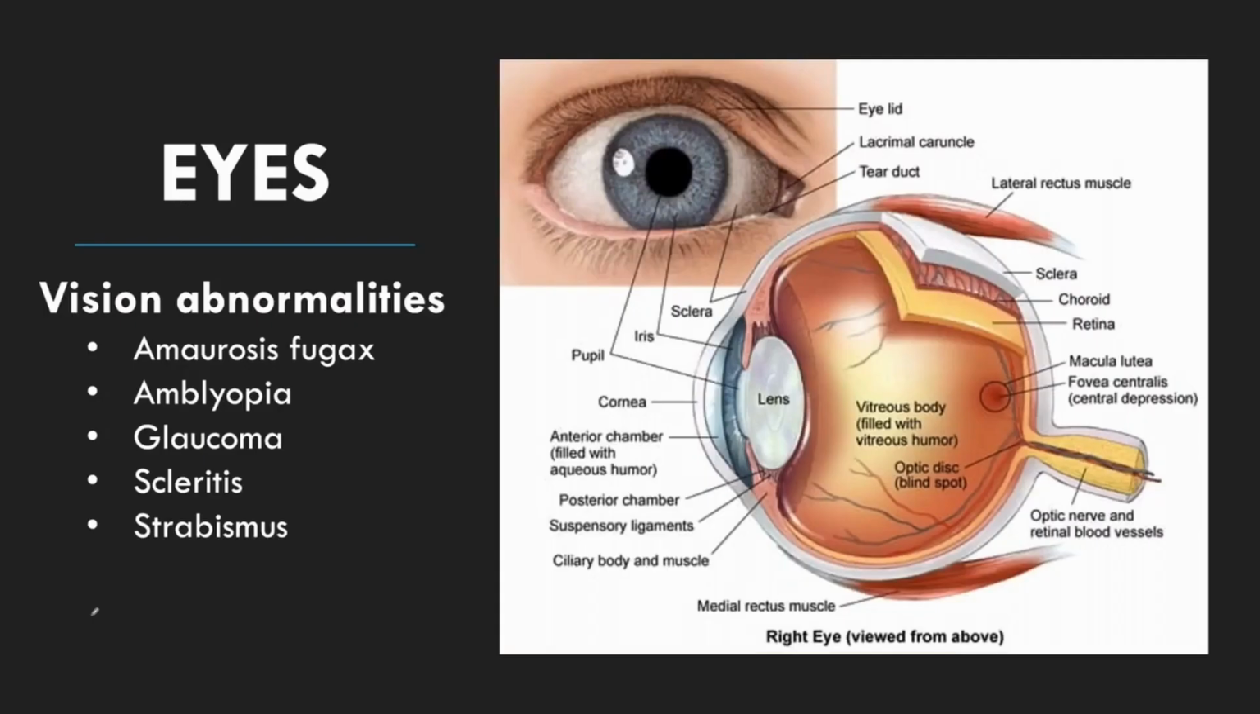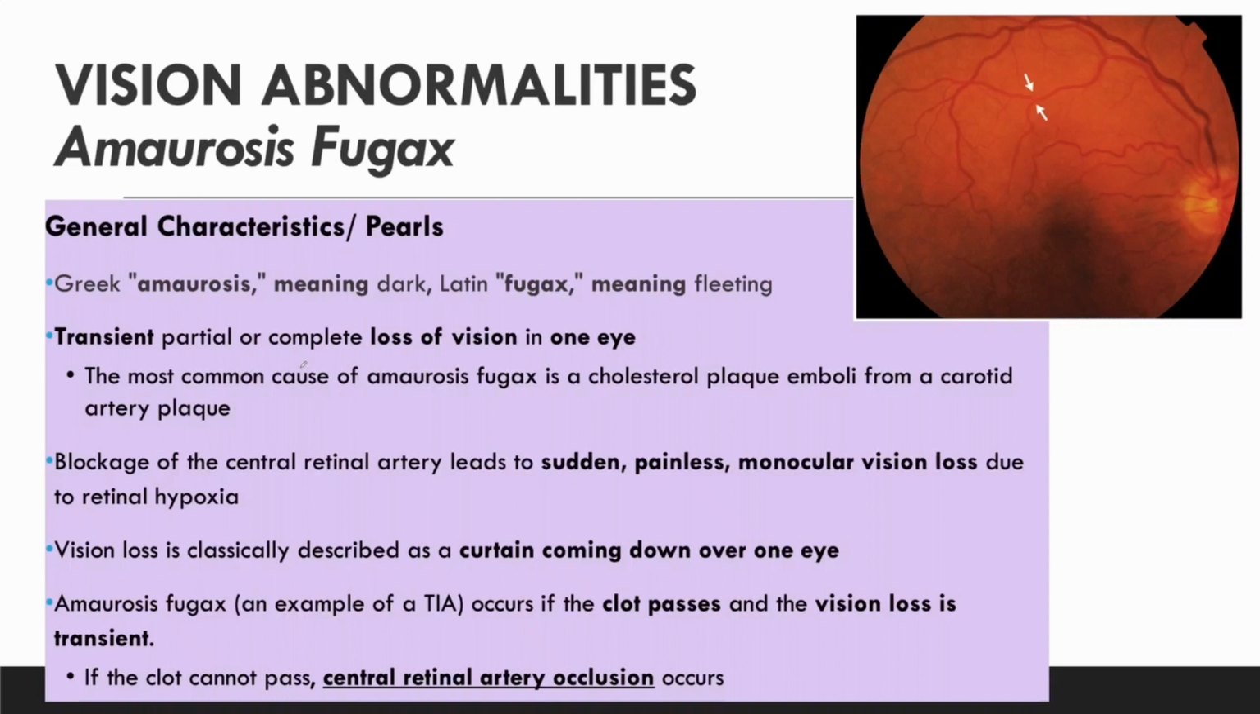All right, so we just talked about this. Let's talk about amaurosis fugax. Amaurosis meaning dark, fugax meaning fleeting. So it's a fleeting darkness. Fleeting is the key here. So it is transient, like a TIA, transient partial or complete loss of vision in one eye. And the most common cause is emboli from carotid artery plaques. This is like the stroke that gets the eye and not the brain. But it is transient, okay?